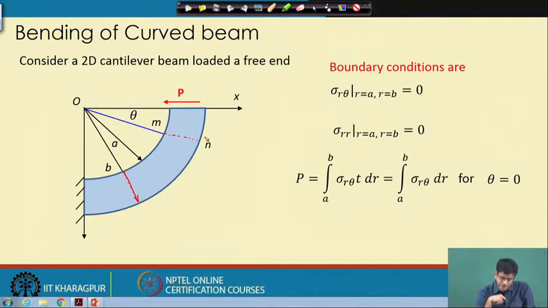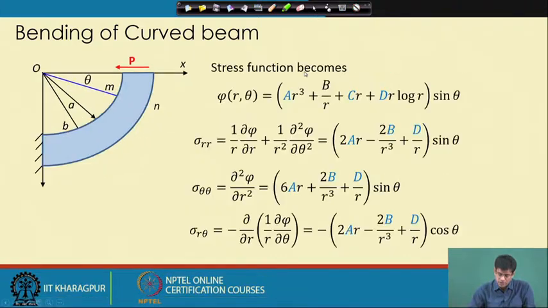And also the third condition that we are using: we consider it a rectangular narrow cross section with thickness t equal to 1. So P, the resultant shear force here, is essentially the integral of sigma r theta dr for theta equals 0. With these three boundary conditions, what we achieved in the last class is finally approximating a stress function. The stress function is of the following form.